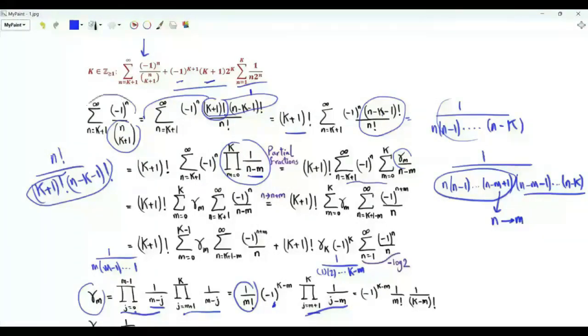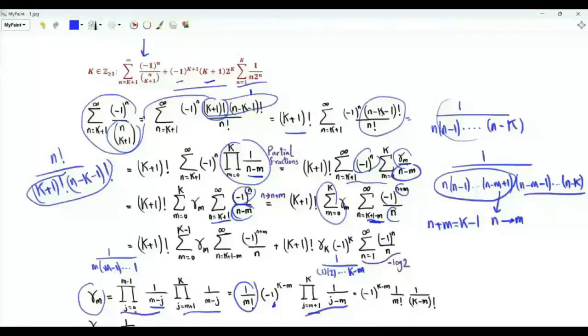Interchanging the order of summation, this sum here is (k+1) factorial, sum over m from 0 to k of gamma_m, sum over n from k+1 to infinity of (-1)^n over (n-m). Change n to n+m. Now the lower limit of the sum becomes k+1-m. n-m becomes n. This n becomes n+m.